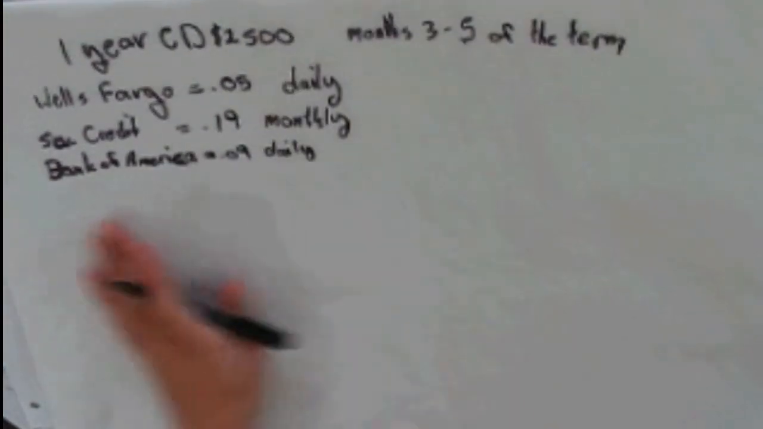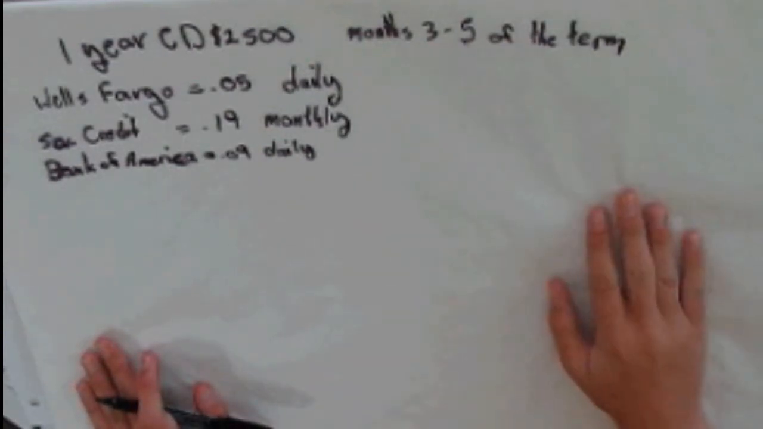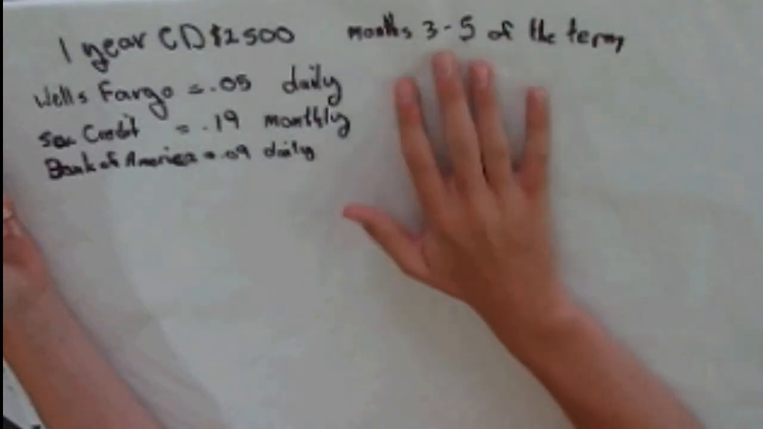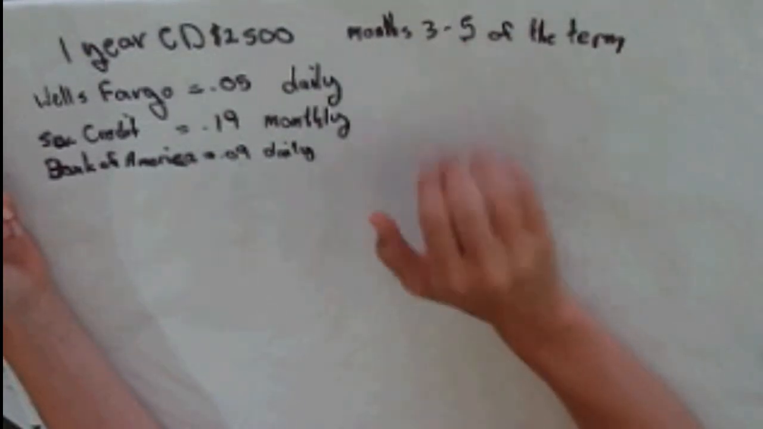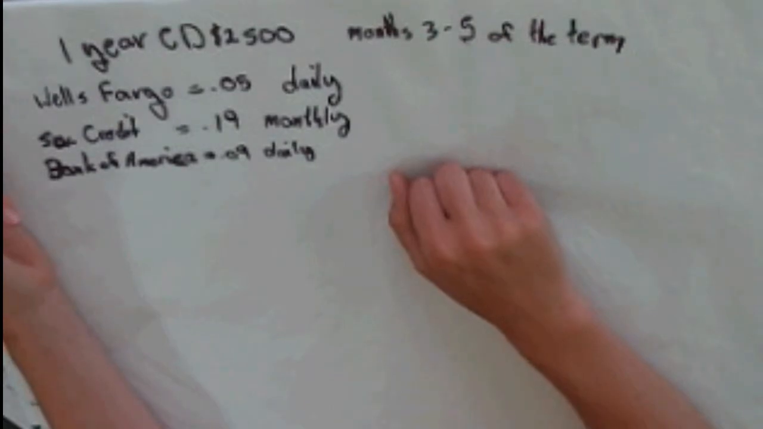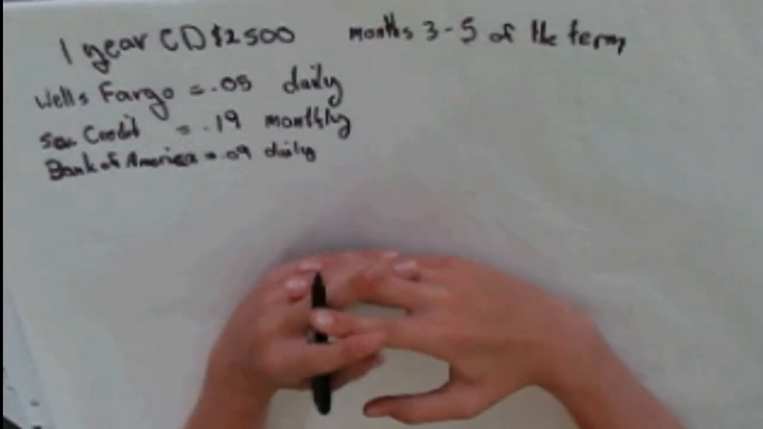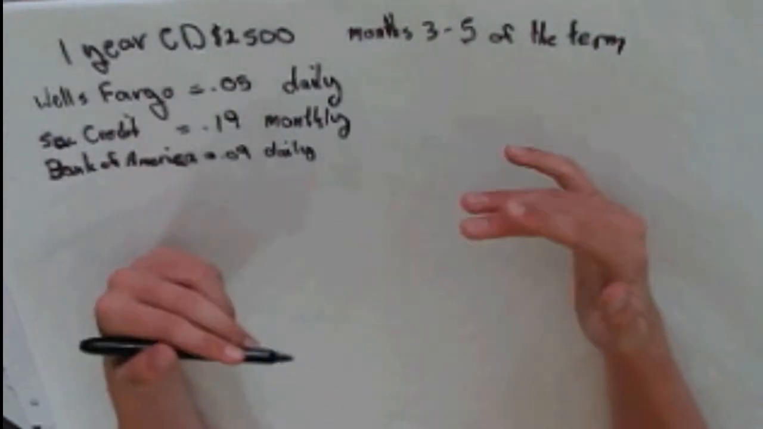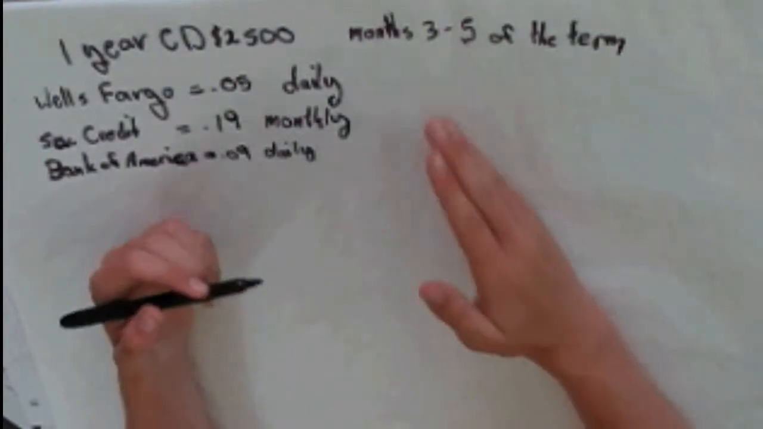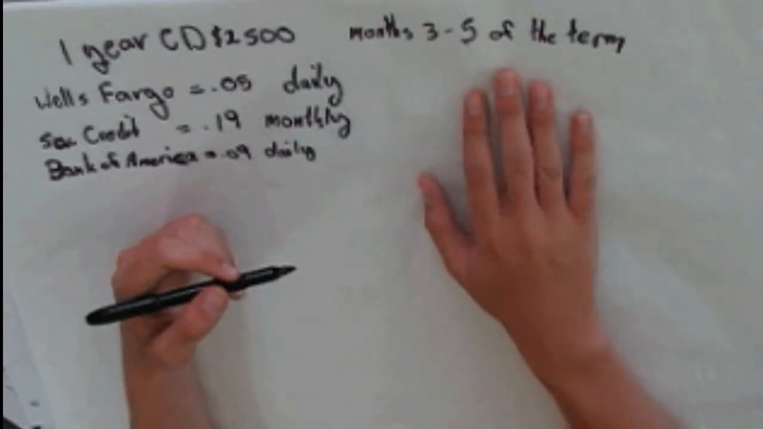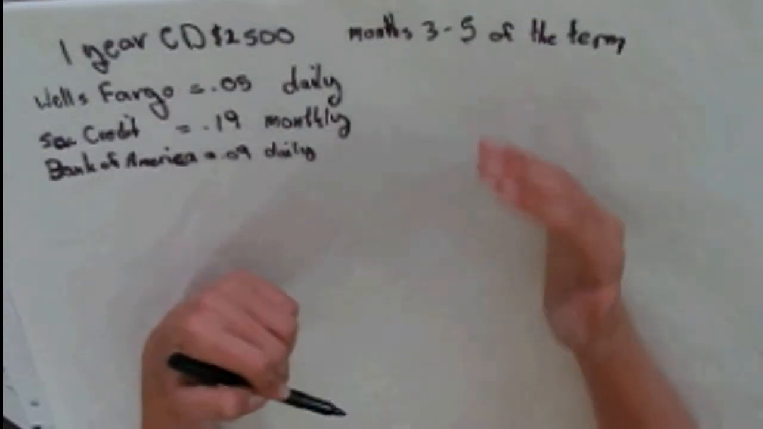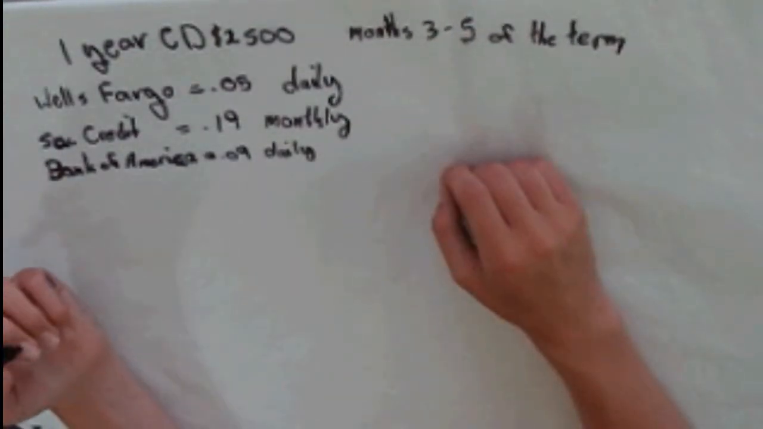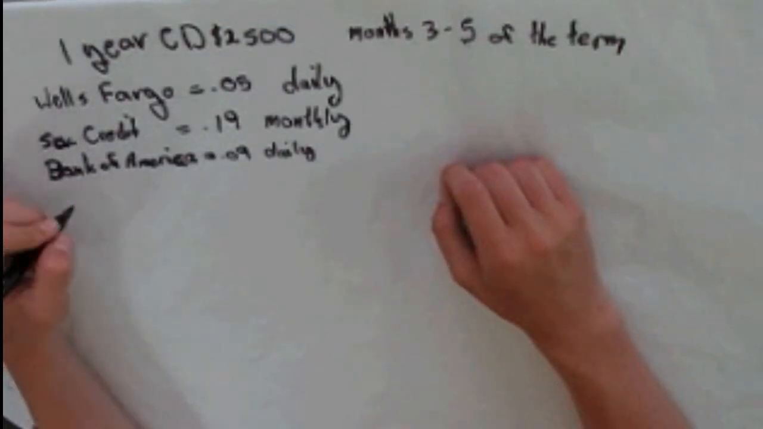So here's what we're going to do. In order to find out this specific information, how much money you make from month 3 to month 5, we're going to use the APY to find what the rate is, and then use the rate in a different formula to find how much money is in the account in the 5th month, and how much money is in the account in the 3rd month, and then that difference will be how much money you actually made in that term. So, first step, Wells Fargo.